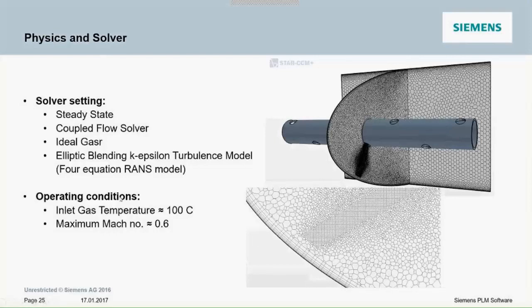From an operating condition perspective, we used some values from literature. The inlet gas temperature is nominally 100 Celsius, and the maximum Mach going into the piccolo tube system was 0.6. We used our steady state solver with a coupled flow solver and ideal gas, using the elliptical blending k-epsilon turbulence model, and of course this was all run RANS.